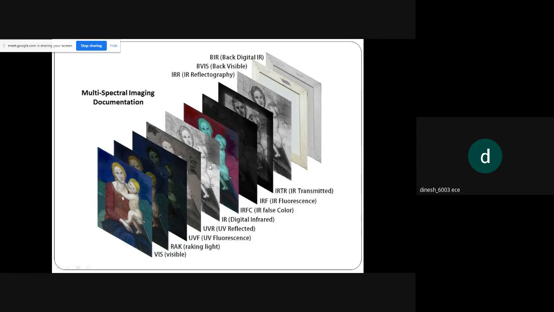In digital infrared, it will look like this. Then the same image in infrared false color, IR FC, will look like this. In infrared fluorescence, it will look like this. In infrared transmitted, it will look like this. In infrared reflectography, like this. In back visible, it is like this. And back digital IR, it will look like this. So this is how the multispectral documentation is done for specific images.